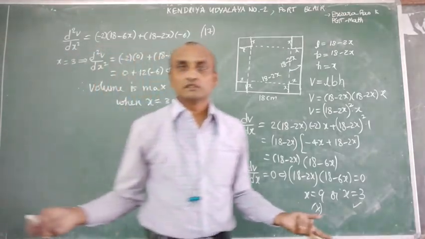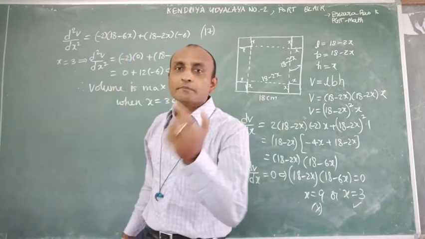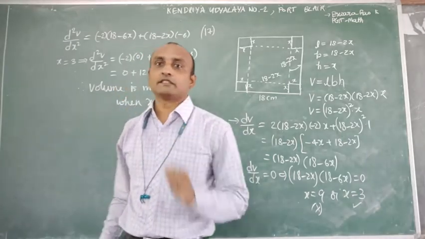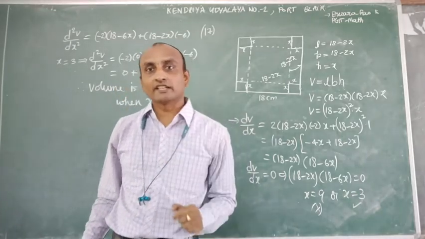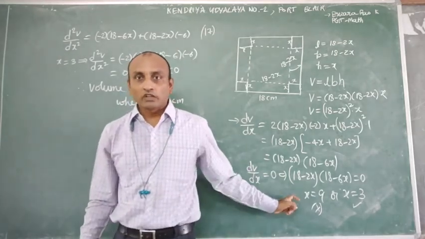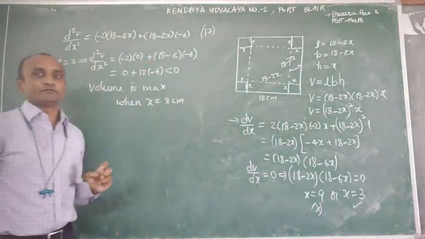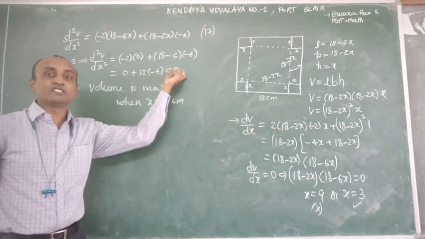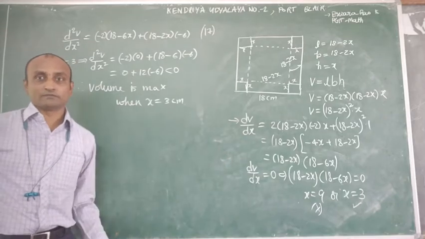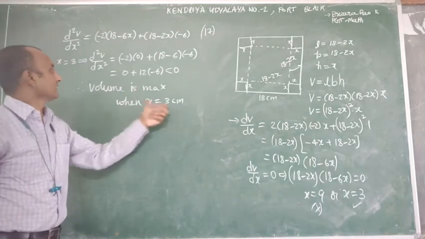Done. So the thing is, every time I am stressing only one point: the quantity to be maximized or minimized must be expressed in one variable. After that, find the first derivative and equate it to 0 to get the critical point. Once you get the critical point, substitute it in the second derivative. If the second derivative is less than 0, the quantity is maximum. Which quantity is maximum? Volume is maximum for the critical point x, whatever we get. So when x is equal to 3 cm, volume is maximum.